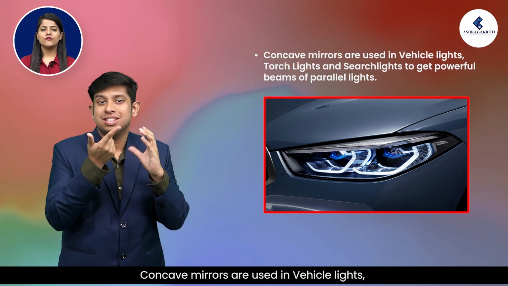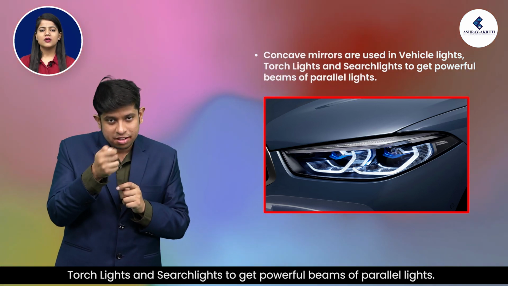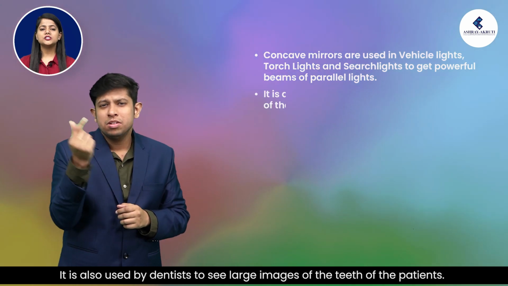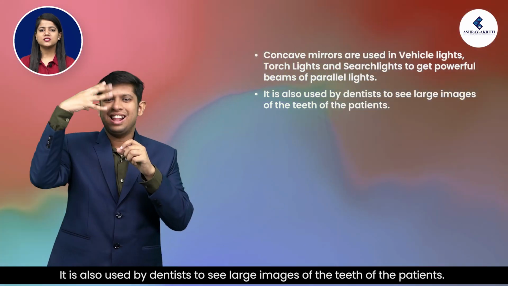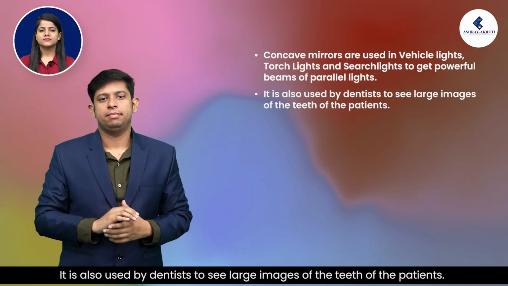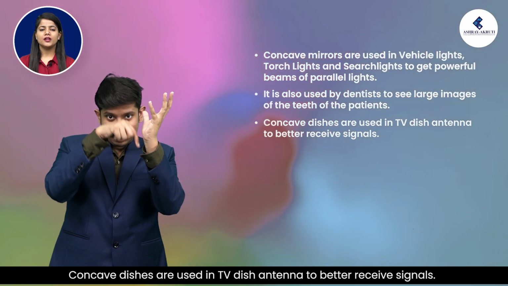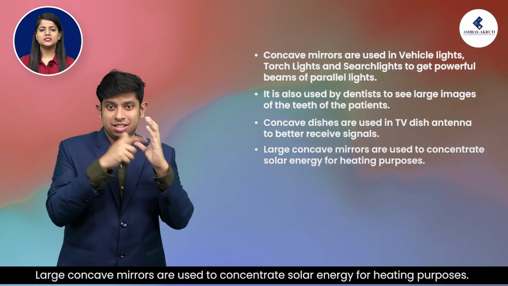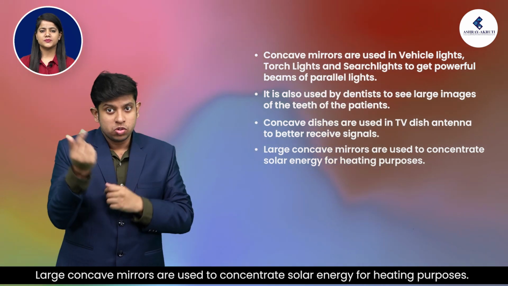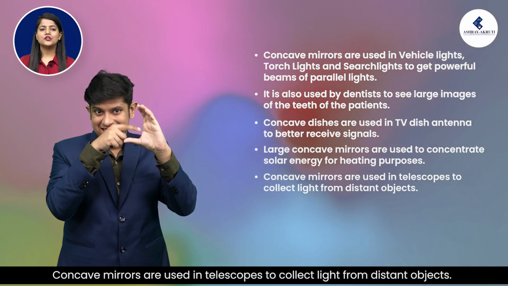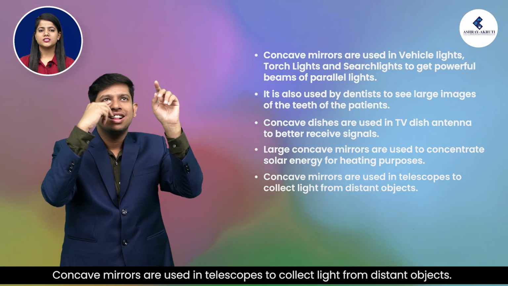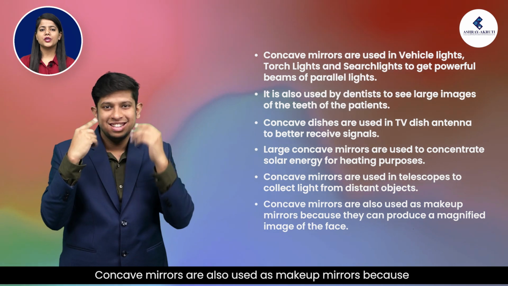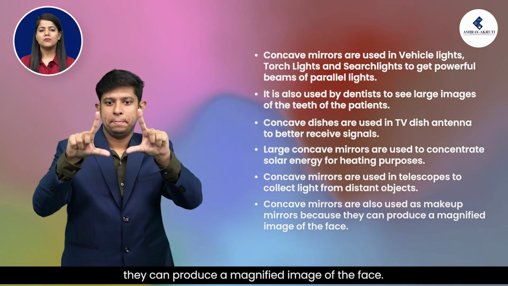Concave mirrors are used in vehicle lights, torch lights and searchlights to get powerful beams of parallel light. They are also used by dentists to see large images of the teeth of patients. Concave dishes are used in TV dish antennas to better receive signals. Large concave mirrors are used to concentrate solar energy for heating purposes. Concave mirrors are used in telescopes to collect light from distant objects. Concave mirrors are also used as makeup mirrors because they can produce a magnified image of the face.